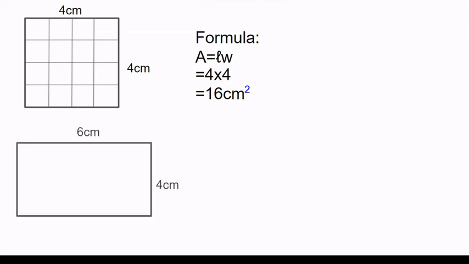Now let's look at a rectangle. The formula for a rectangle is the same as a square, length times width, except the only difference is that the length and the width are different lengths. So as we can see here, the length is 6 centimeters and the width is 4 centimeters. So we simply do 6 times 4, and this gives us 24 centimeters squared. And it tells us that this rectangle is made up of 24 1 by 1 centimeter squares.